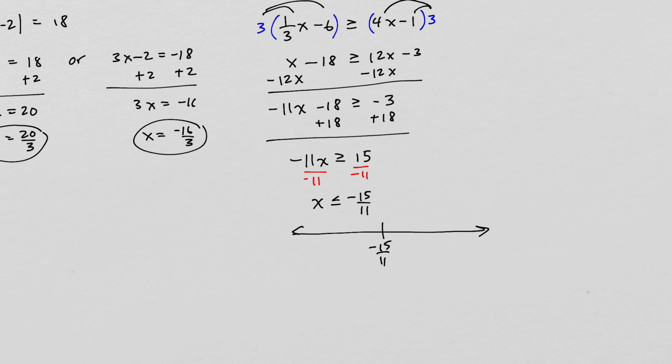On a number line, that would be all the numbers to the left of negative 15 over 11 and including. And so finally, in interval notation, we can write that answer like so.